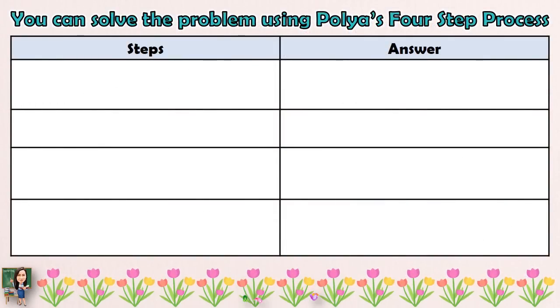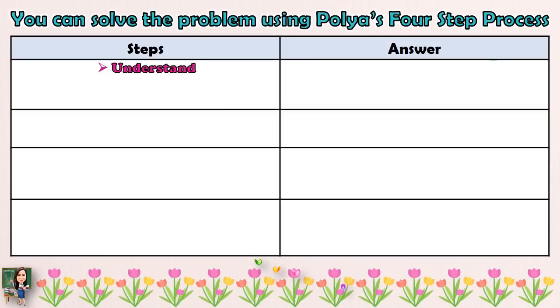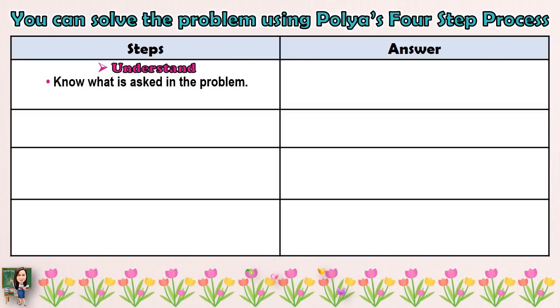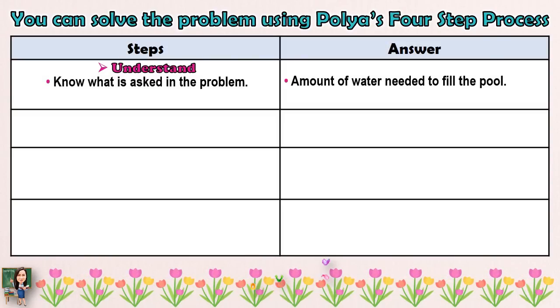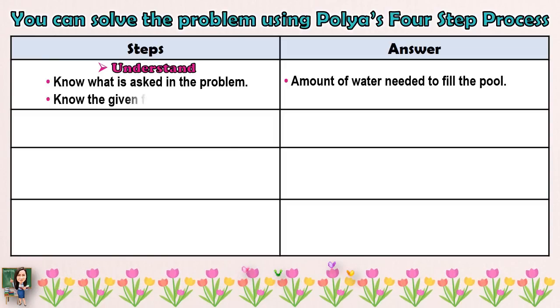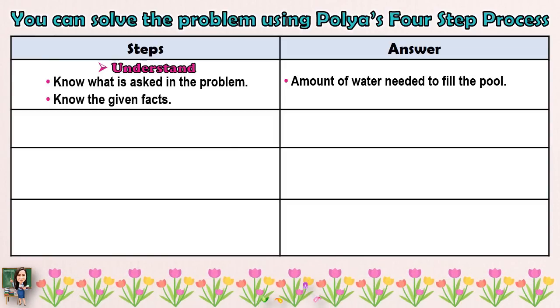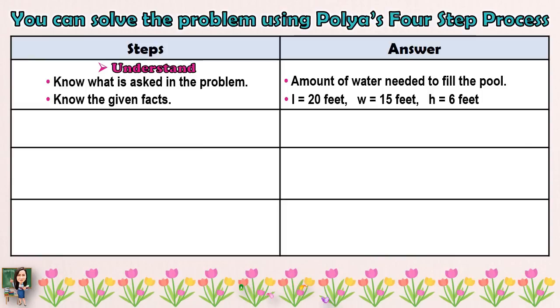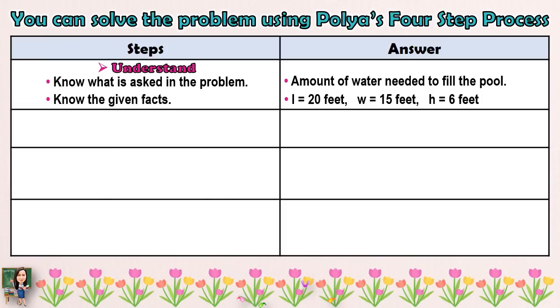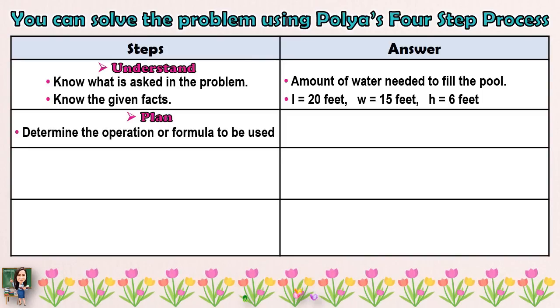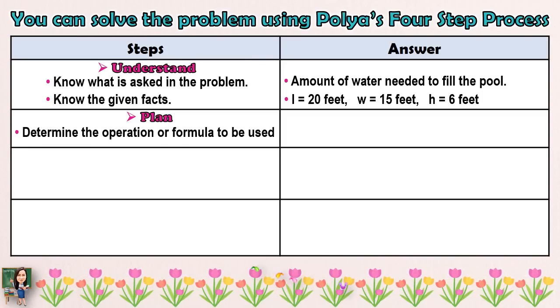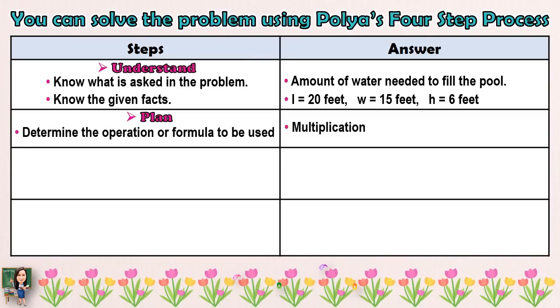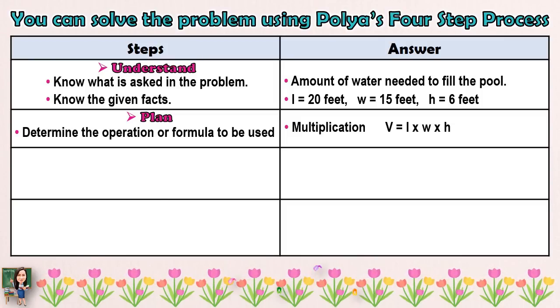You can solve the problem using Polya's 4-step process. First step is to understand. Know what is asked in the problem: the amount of water needed to fill the pool. Know the given facts. The given facts are length equals 20 feet, width equals 15 feet, and the height equals 6 feet. Second step is to plan. Determine the operation or formula to be used. The operation to be used is multiplication, where the formula is volume equals length times width times height.